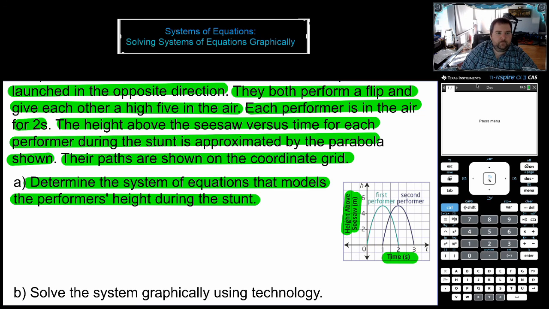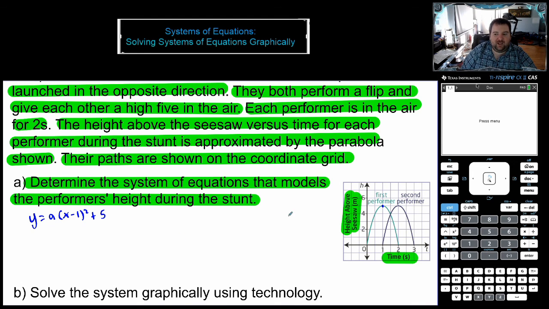Okay, well, what do we know? Well, we know that the first performer here in teal, the vertex is at (1, 5). And let's see, what's the a value? If we go right 1, does it? No. So we're going to have to calculate the a value here. But what we do know is that it's going to be y equals a(x minus p) squared plus q, where our p value is 1 and q is 5, because our vertex was (1, 5). So there we go. We have that.